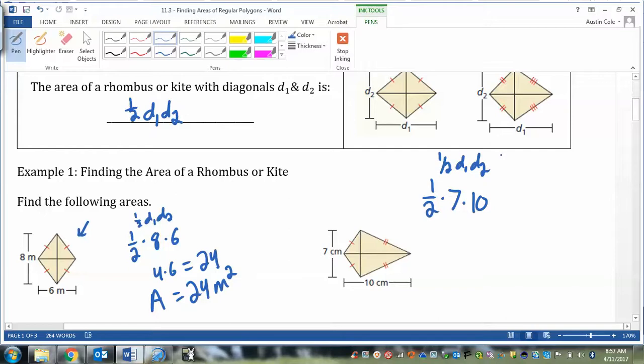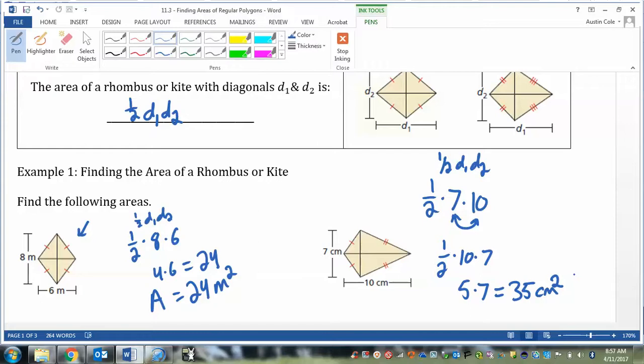Since multiplication is commutative, if I'm doing this in my head, I'm probably going to switch these two around. So I have 1/2 times 10 times 7. I know 1/2 of 10 is 5, so I really have 5 times 7. What's 5 times 7? 35. And what are my units here? Centimeters squared. Exactly. Okay, pretty straightforward, right? 1/2 the first diagonal times the second diagonal. You can add that to the list of formulas that we know how to find the area.